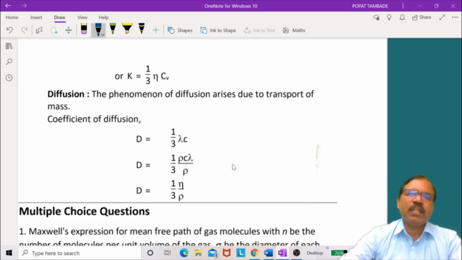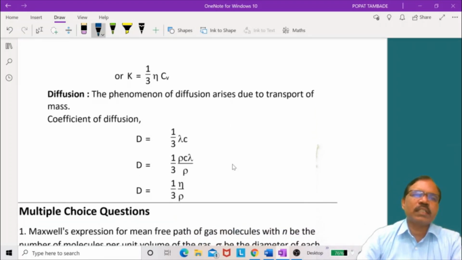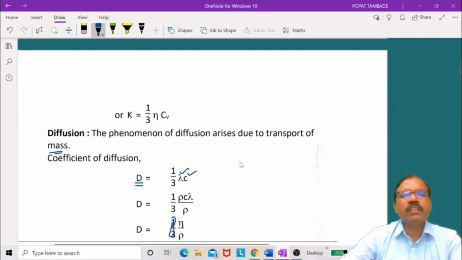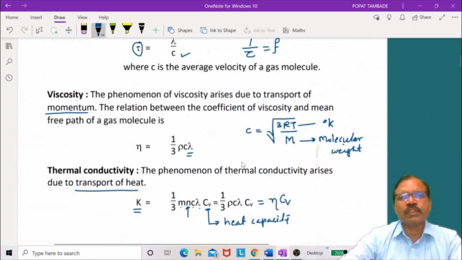Diffusion. The phenomenon of diffusion arises due to transport of mass, and the coefficient of diffusion is given as D is equal to 1/3 c lambda, or 1/3 rho c lambda upon rho, and 1/3 rho c lambda is eta. So we can write this as diffusion D is eta upon rho. Now we'll see some multiple choice questions.